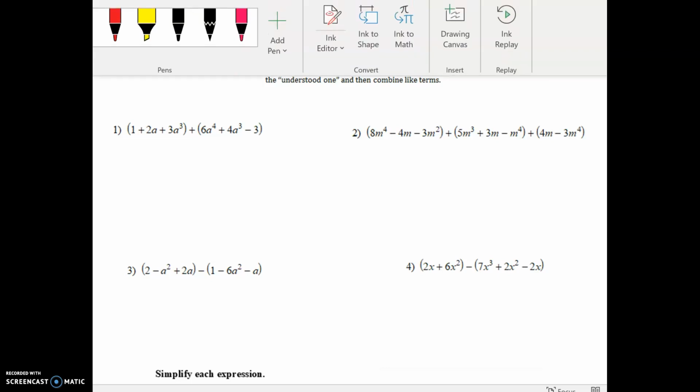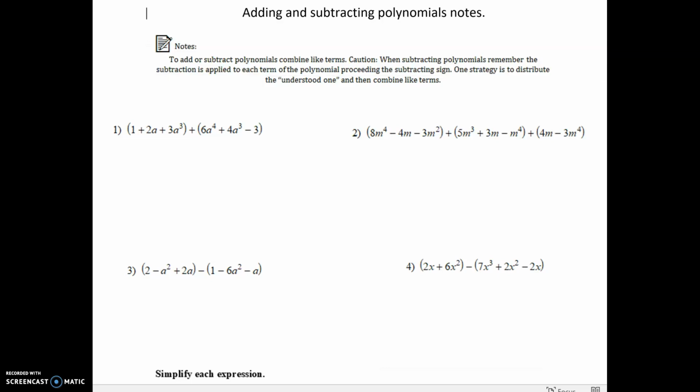So let's take a look at the first two here. If you remember back when we were naming them, we like to put them in order of degree from the highest to the lowest. So that's how I combine them. If you look at number one, the highest term is going to be this one. And you'll notice there's nothing like that one. There's only 1 6a to the 4th. So that is going to be our first term, or leading coefficient, if you guys remember that term.